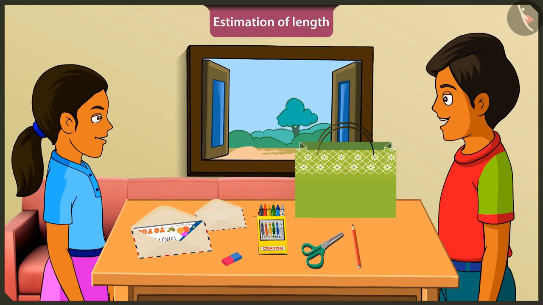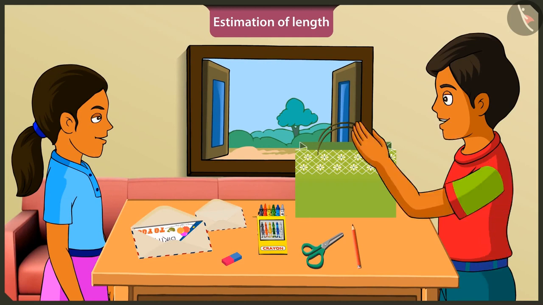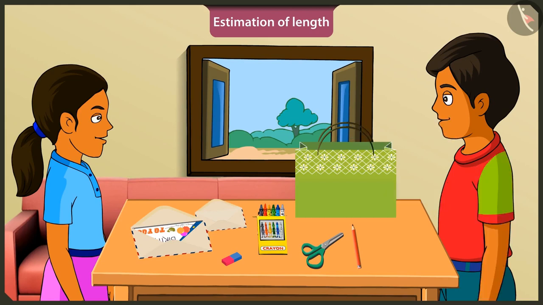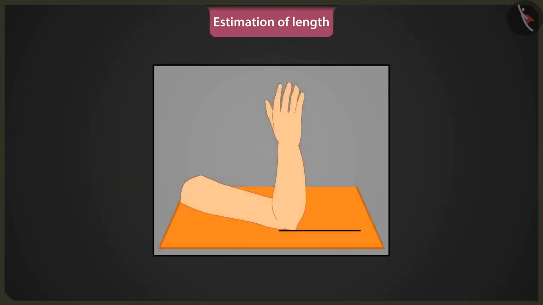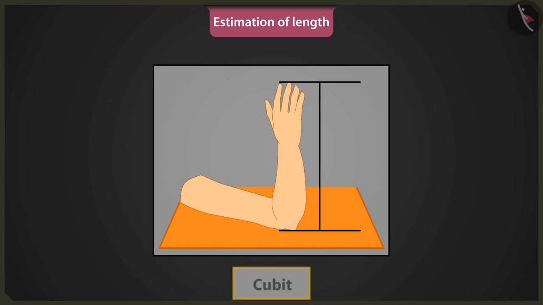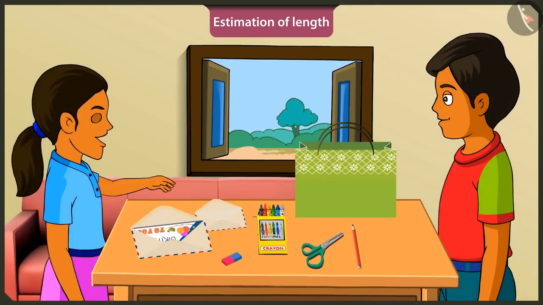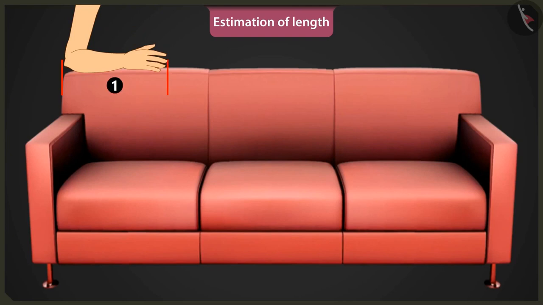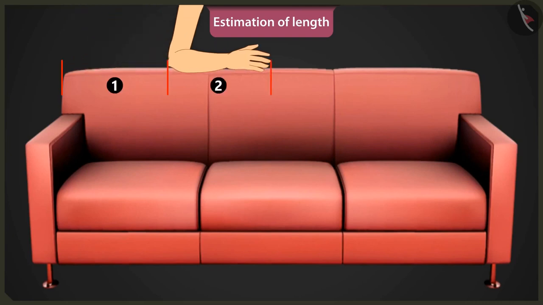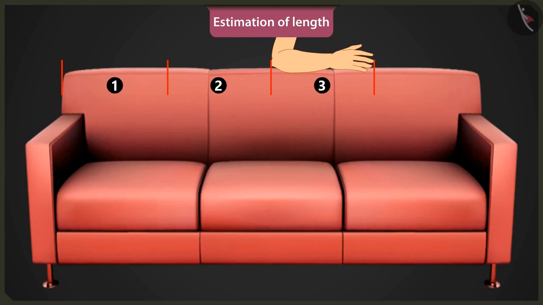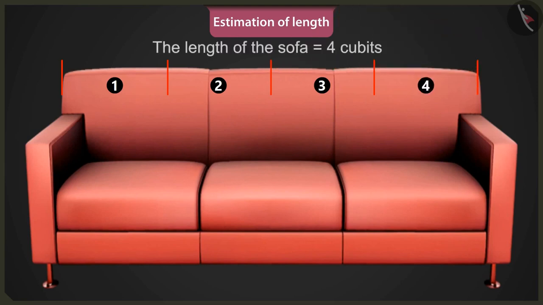Mintu, now I will teach you how to measure by making your arm length a unit. Yes, fine. Look, the distance from the elbow to the tip of the middle finger is called the length of the arm or the length of a cubit. Can we use it to measure this sofa? Yes. Look, this is one arm's length. This is 2 arms, 3 arms. This is 4 arms length. So the length of this sofa is equal to 4 cubits.